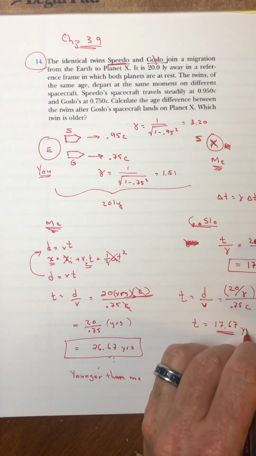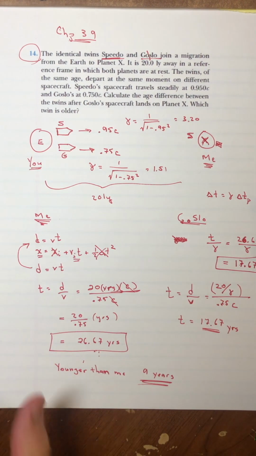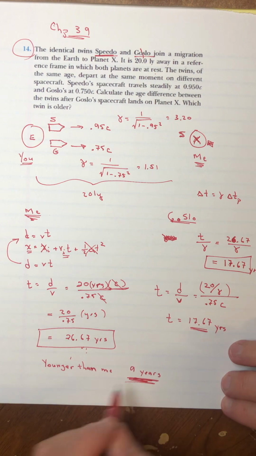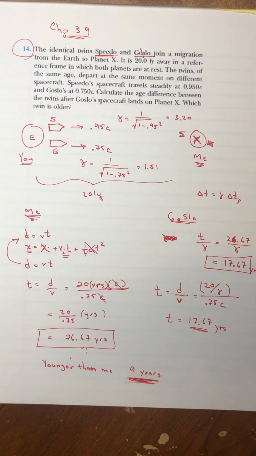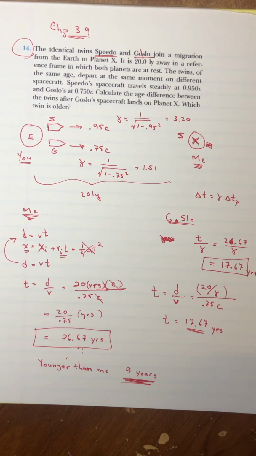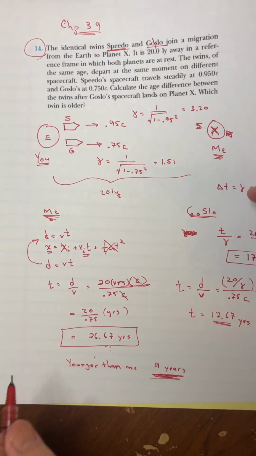So no matter how you want to look at it, and we have kind of two ways we can look at Go Slow, we're going to see that Go Slow is going to age 9 years less than me. So when they get together, like I said, it was pretty obvious at the beginning that Go Slow is going to be younger. Now we got a number to work with. Go Slow is actually 9 years younger than me. Let's look at now Speedo.